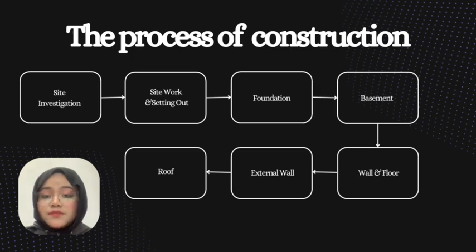The fourth one is basement. A basement is a part of any building or structure typically constructed either entirely or partially below the ground floor of the building. The fifth is wall and floor. The works include brick, block work, timber frame, solid concrete floors and beam. The last one is external wall. External wall works describe primarily the areas immediately surrounding the building.